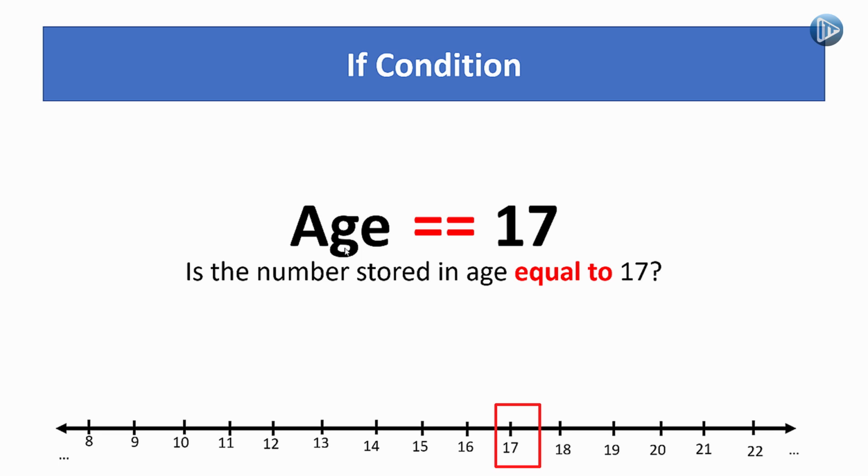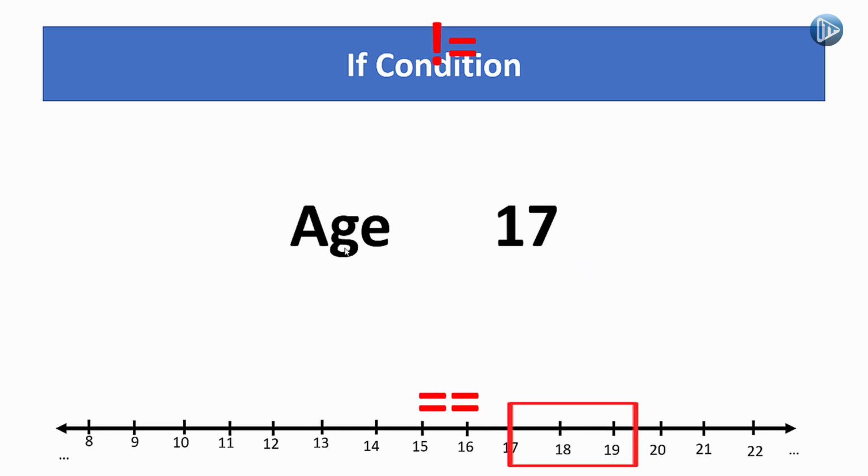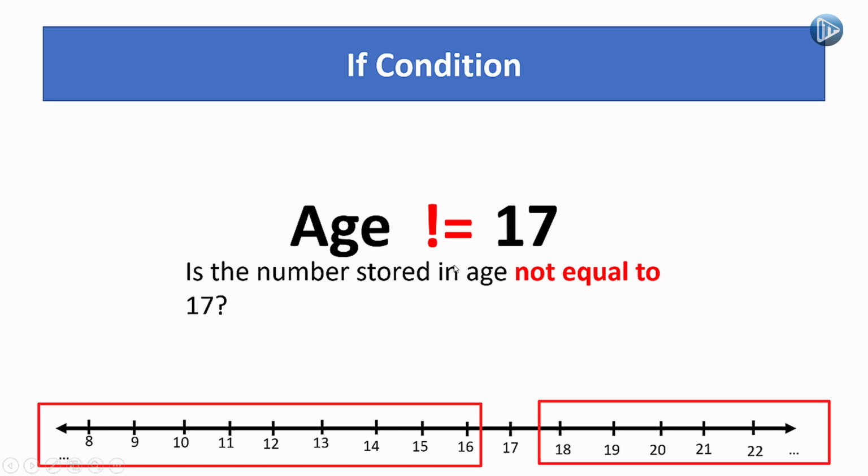And finally, we have another relational operator which we call not equal, where in this case we are checking if the number stored in the age is not 17. So it could be 16, 15, 14, 13, or 18 and 19, and in this case it will be true. But if the number stored inside the age variable is equal to 17, in this case our condition will be false and our program will choose the second route, which is the else block that we talked about before.